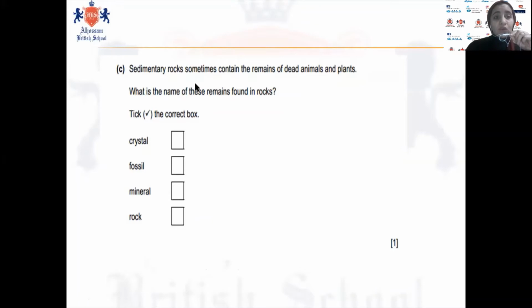You know that sedimentary rocks are the only kind of rocks which contain fossils. Igneous or metamorphic doesn't contain any fossils, okay? Igneous rocks don't contain any fossils, and also metamorphic. Only sedimentary rocks contain fossils. What is the meaning of fossils?